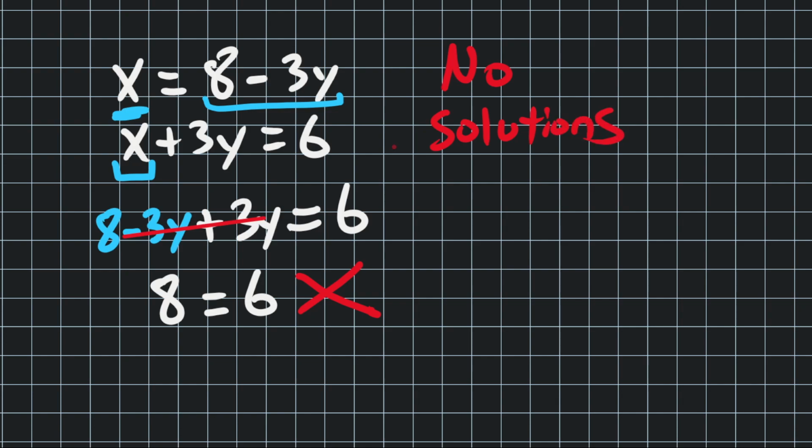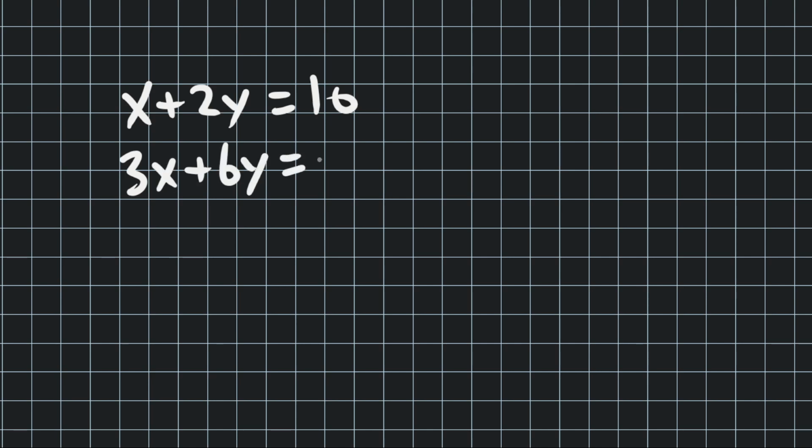There are no solutions to this system of equations. There is no combination of x and y values that will solve this system of equations. So that's very important. Now let's go through one more example. Let's say we had x plus 2y equals 10, and 3x plus 6y equals 30.